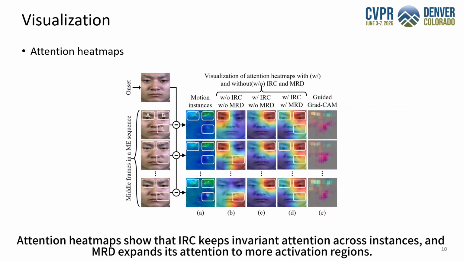Attention heatmaps show that IRC keeps invariant attention across instances, and then MRD expands its attention to more activation regions.